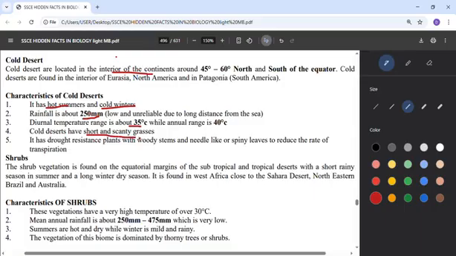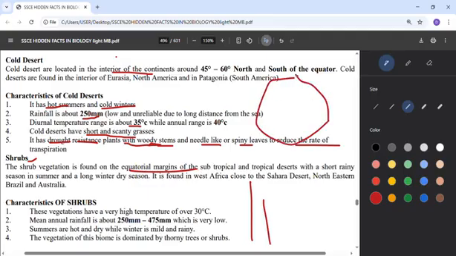They have drought resistance. If everywhere is dry, they can resist that. These are drought resistant plants with woody stems and needle-like or spiny leaves, to reduce the rate of transpiration. We also have shrubs. In terms of height, a tree is taller than a shrub. Shrub vegetation you find on the equatorial margins.